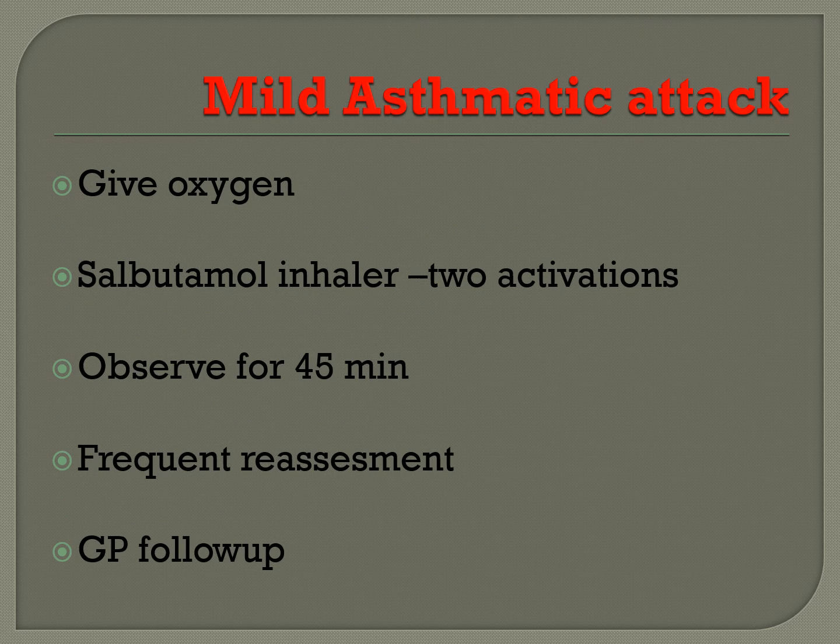For a mild asthma attack, what are the things we'll do? Give oxygen to the patient and salbutamol inhaler, 2 activations, and observe for 45 minutes, with frequent reassessment and follow-up. A patient having a mild asthma attack like that we can manage. But if it becomes severe or moderate, then we'll call for medical assistance.